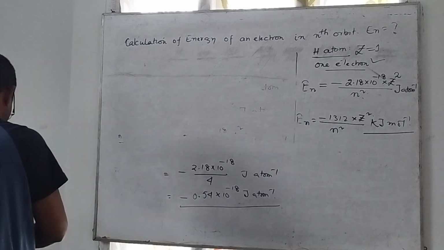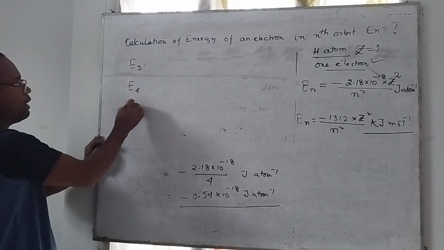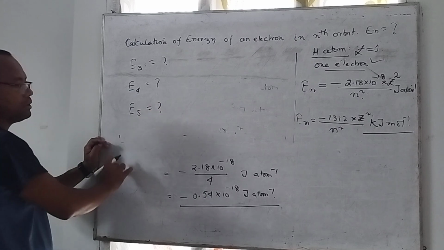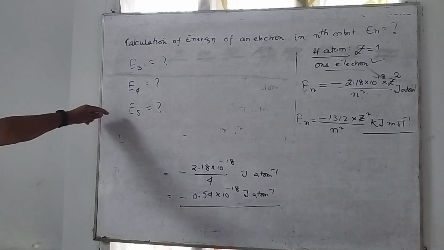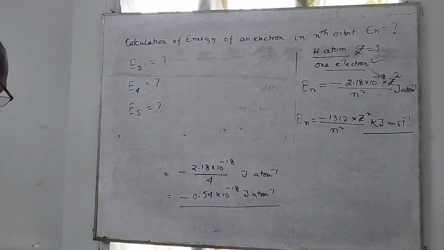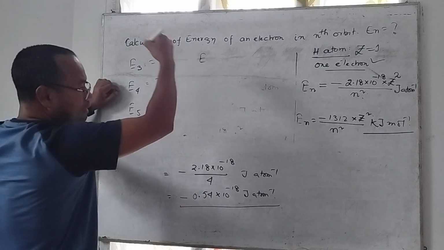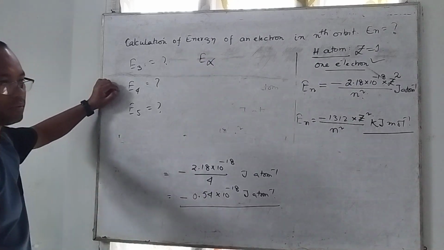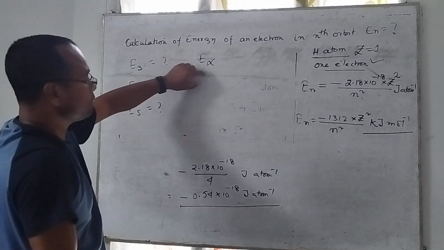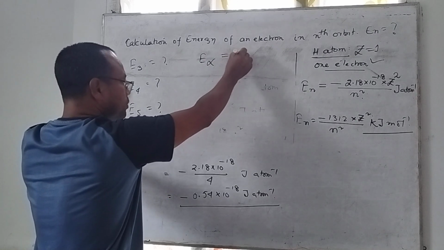So you can try n equal to 3, n equal to 4, and n equal to 5. Just calculate how much energy is associated with an electron in the third orbit, the fourth orbit, and the fifth orbit, and so on. Now when we calculate at the highest energy level, at infinity, the most highest energy level, there is no energy state here, right? So that energy should be equal to 0.